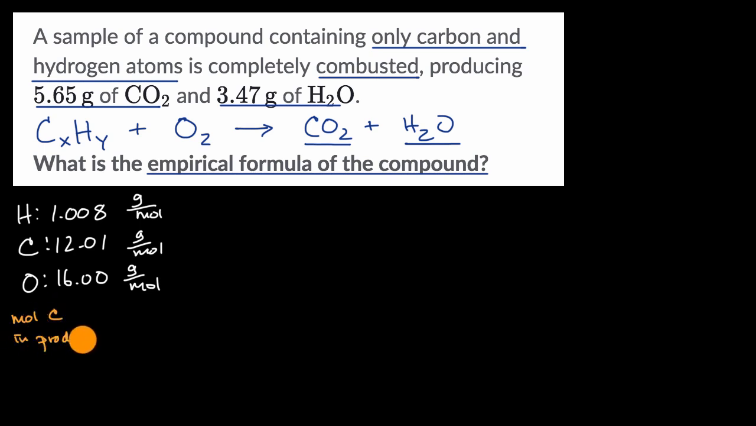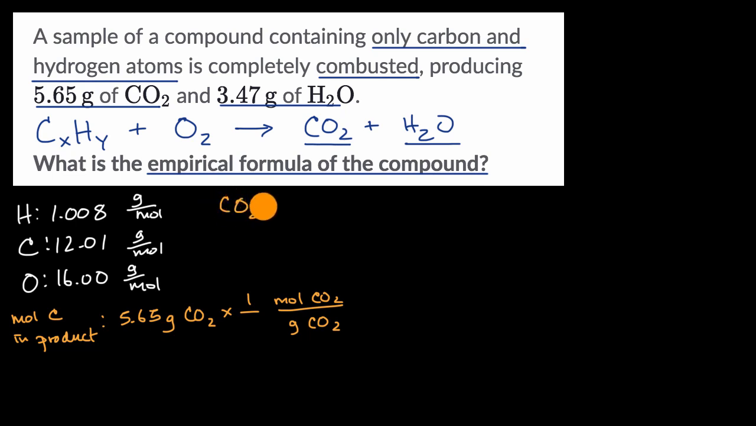And so now we can try to figure out how many moles of C in the product do we have. So we can see that all of the carbon in the product is in the carbon dioxide that's in the product. And so we have 5.65 grams of CO2. We can think about how many moles of CO2 that is. So times 1 mole of CO2 for every how many grams of CO2?